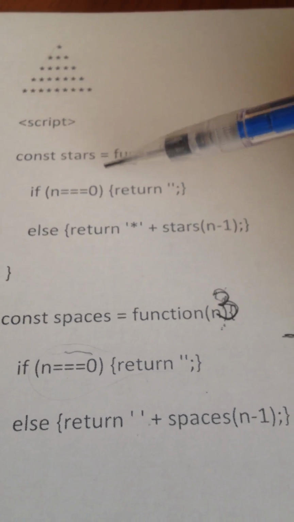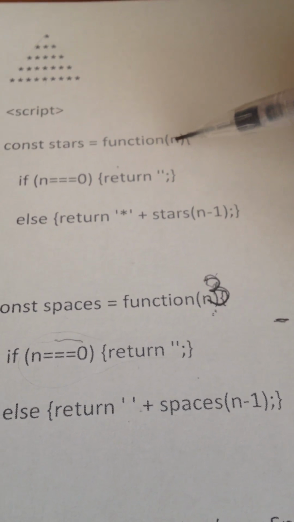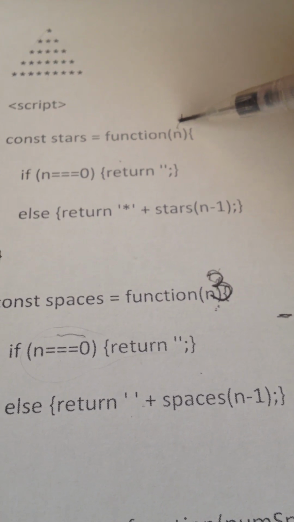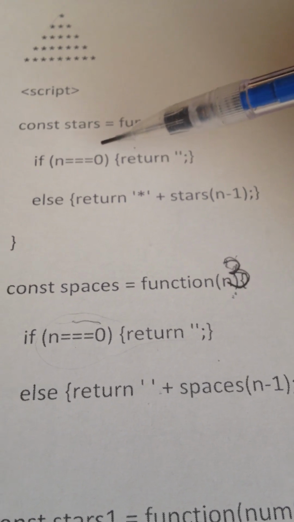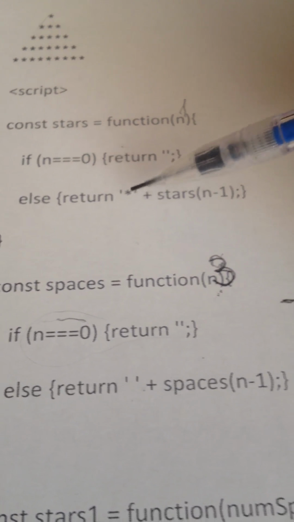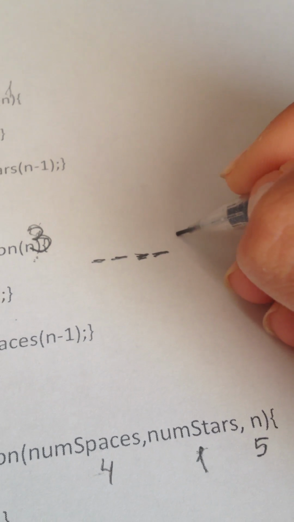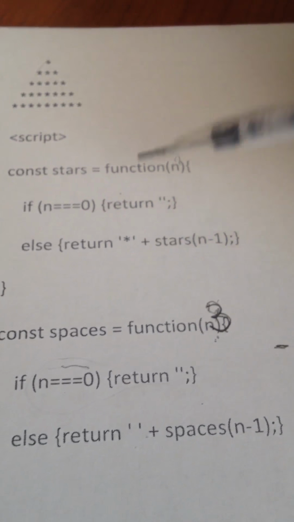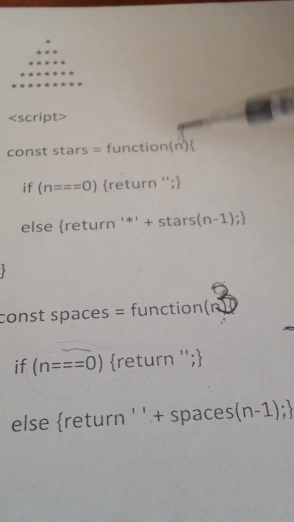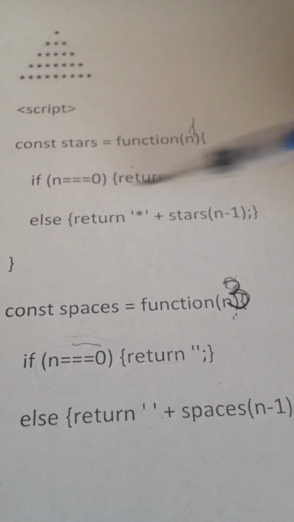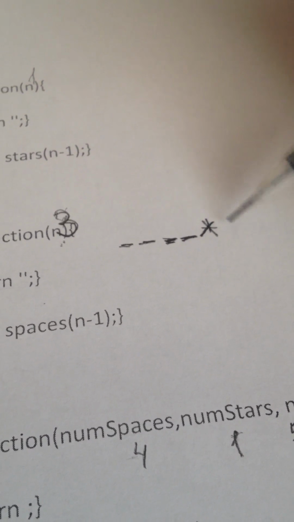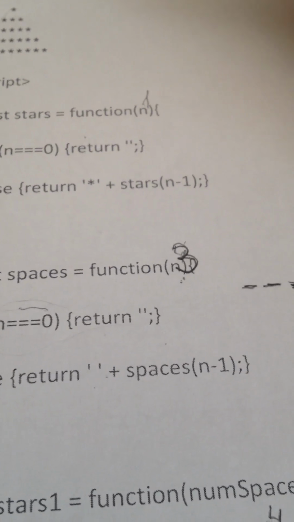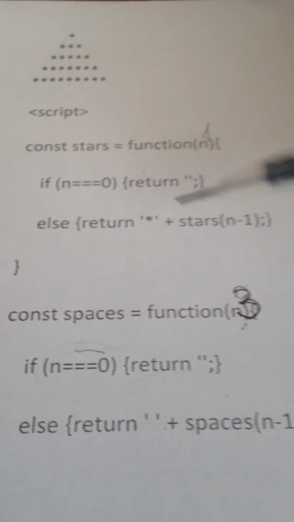So here let's get to the function of stars. The argument is 1, if you remember. So 1 does not equal 0, then it's going to return a star. So here we're going to have a star concatenated with the same function with the argument of 0. And since it's 0, we're not going to have anything else over here. So here we have the same line.